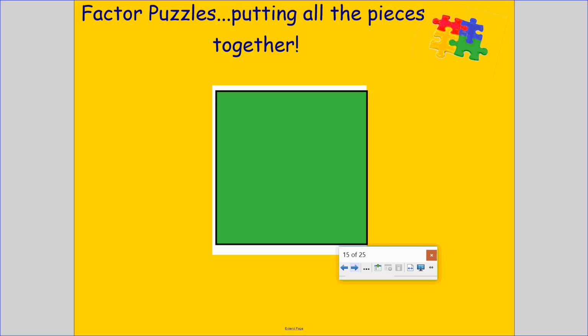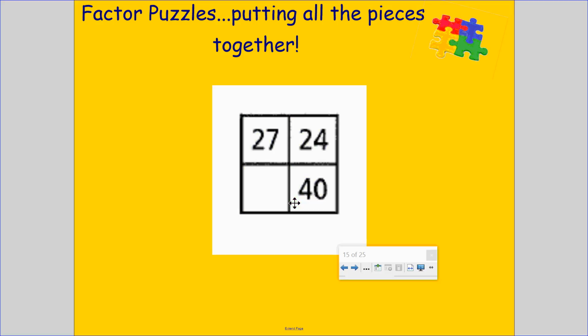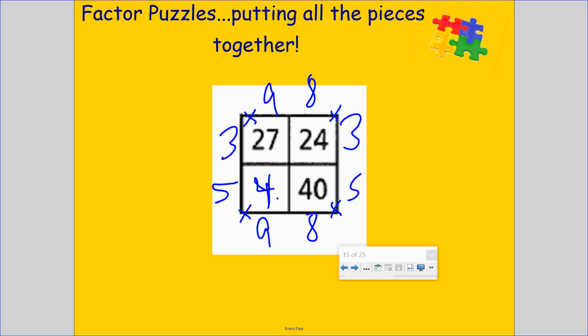Let's practice another one. What makes 27 and 24? What goes into it? 3. 3 times 9, 3 times 8. Bring the 8 down, bring the 9 down. What makes 40? 8 times 5. Bring the 5 here. 5 times 9 is 45. And so that is our factor puzzle.